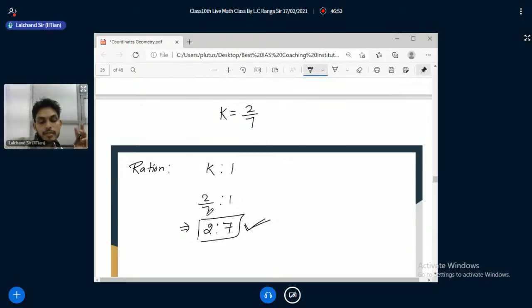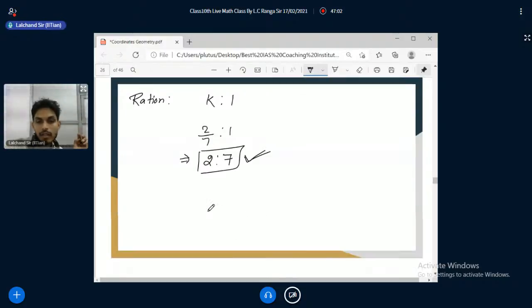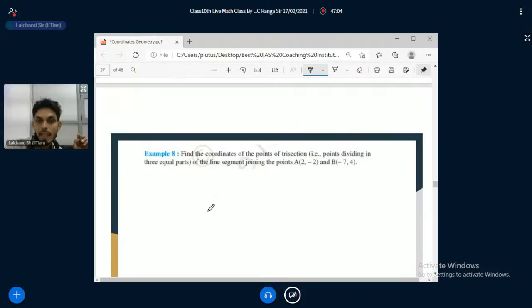Are you getting this ratio value? Okay. So now try this question. Find the coordinates of a point of trisection. How to find a point of trisection? What is the point of trisection?